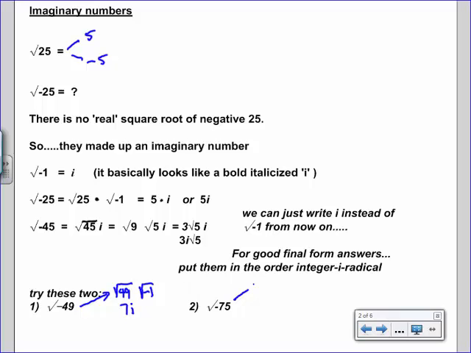Well, this would be the same as the square root of 75 i, but we have to simplify that into the square root of 25 times the square root of 3 times i. So we have 5 times the square root of 3 times i. And again, the preferred order is we'd like to put it down as 5, then your i, then your square root of 3.